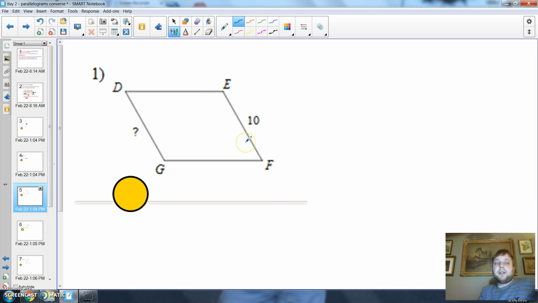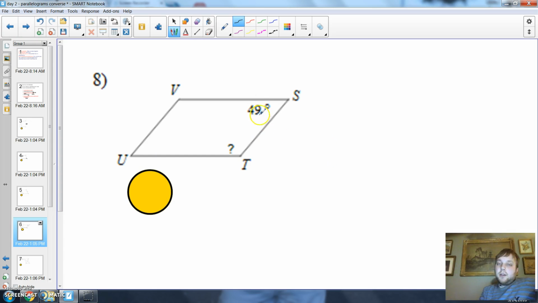Alright, once again, another parallelogram. We are going to cook through this. I am telling you what, maybe a 10-minute lesson. This is a 10, so guess what, guys? This is a 10. If these were all parallelograms, opposite sides are the same.